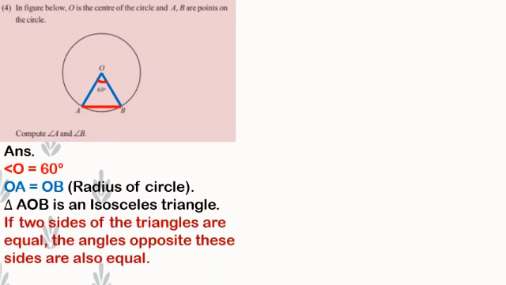If two sides of the triangle are equal, the angles opposite these sides are also equal. Therefore, we can say angle A equals angle B. Now let us find these two angles.